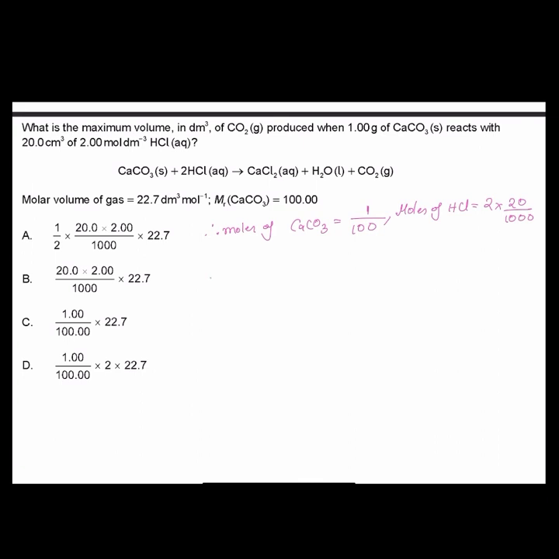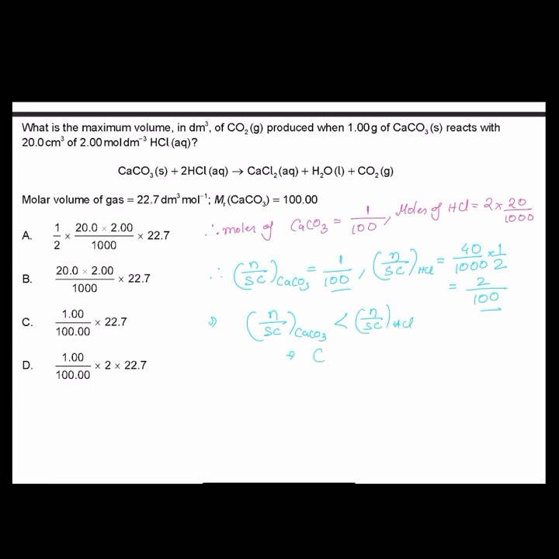Okay, now we have to find the limiting reactant. So we have to find moles per stoichiometric coefficient of CaCO3. So moles is 1 by 100, stoichiometric coefficient is 1. So 1 by 100 would be your n by SC of CaCO3. Similarly, n by SC for HCl would be 40 over 1000, and also you have to divide it by 2. So if I simplify it a little bit, I'll get 2 by 100. So definitely between 1 by 100 and 2 by 100, 1 by 100 is smaller. So n by SC of CaCO3 is smaller than n by SC of HCl. Therefore, CaCO3 is the limiting reactant.